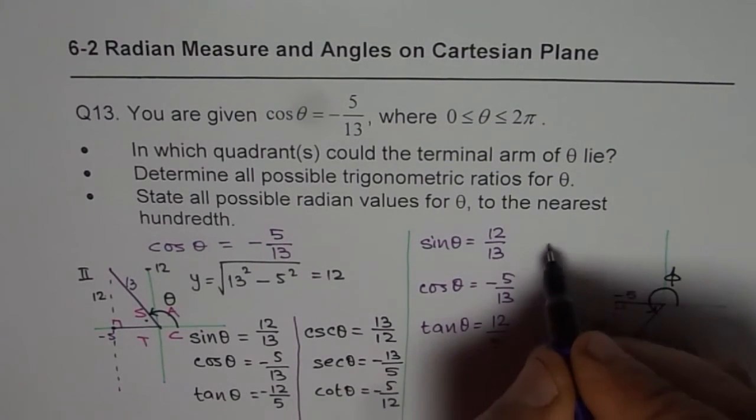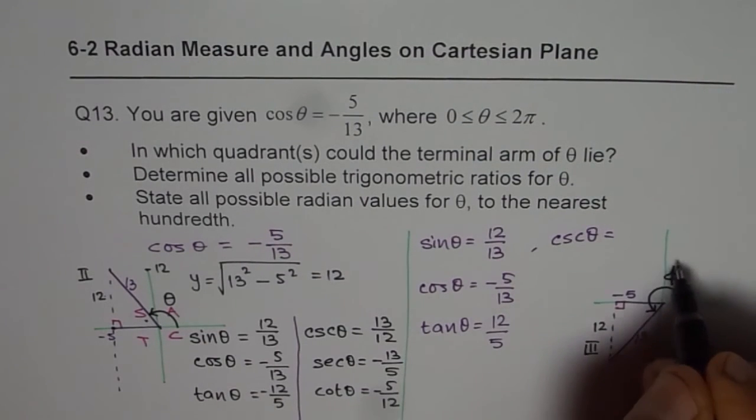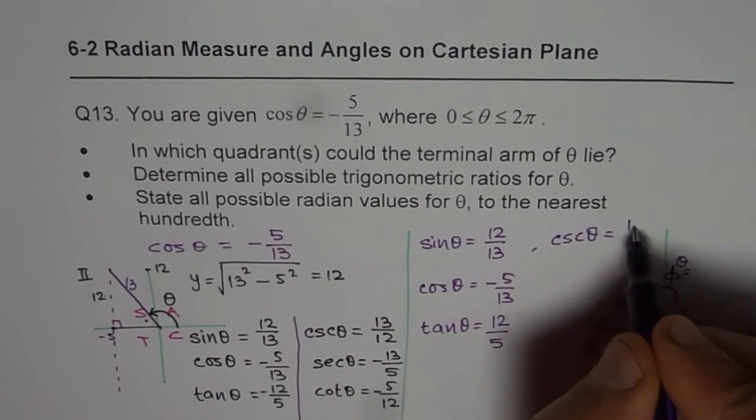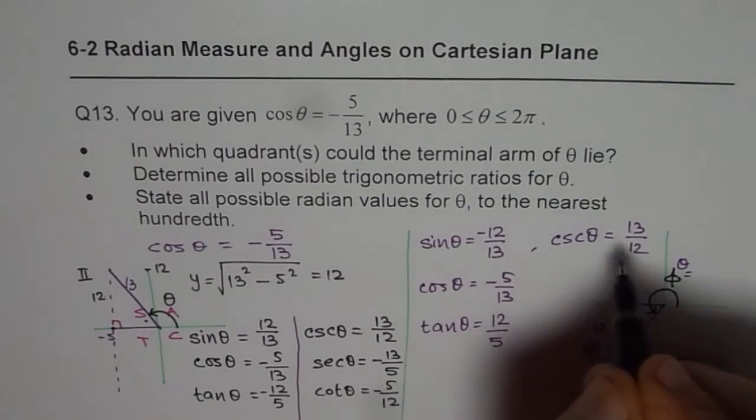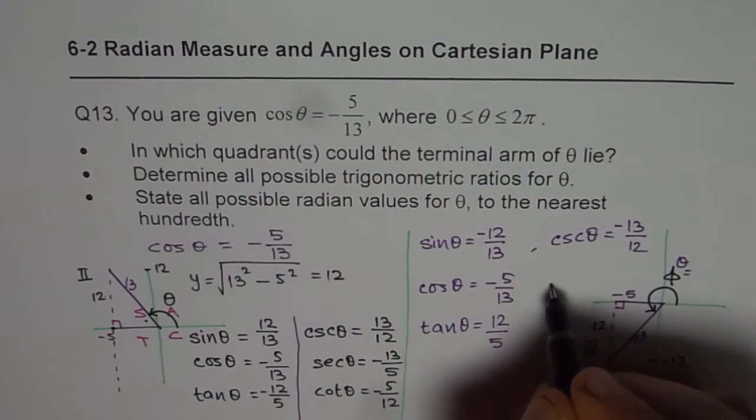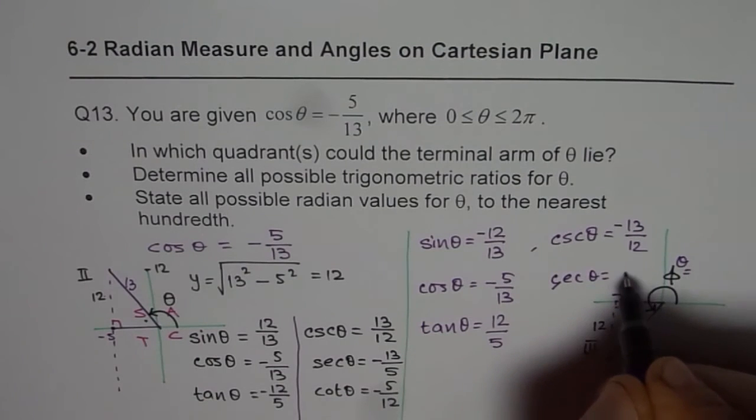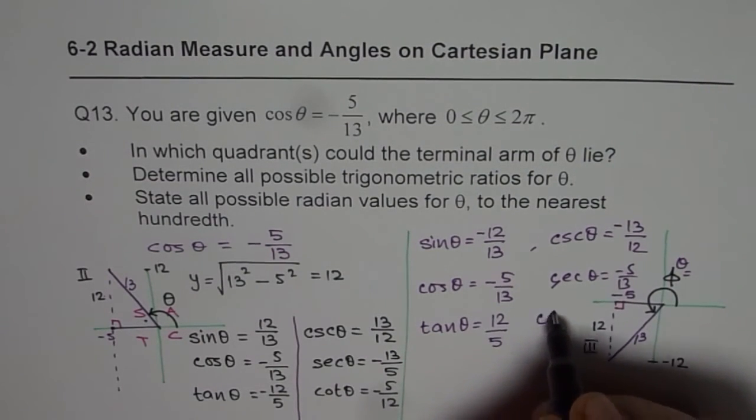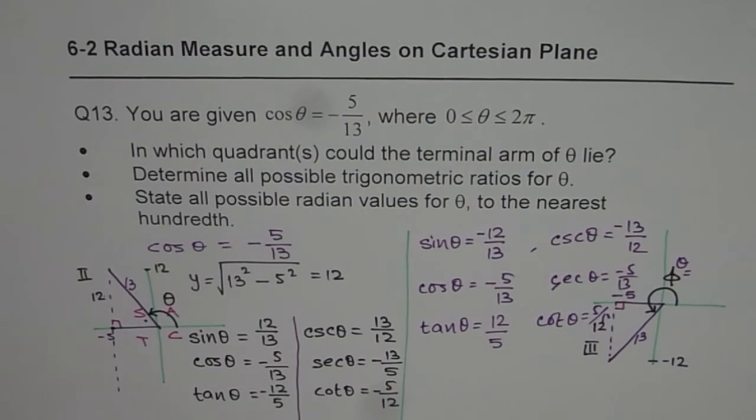The reciprocals of these: cosecant theta will be 13 over 12, but negative. I forgot to write negative, I'm sorry for that. And sec theta is 13 over 5 negative, and cotangent theta is 5 over 12, right? So that is how you can get all the secondary ratios.